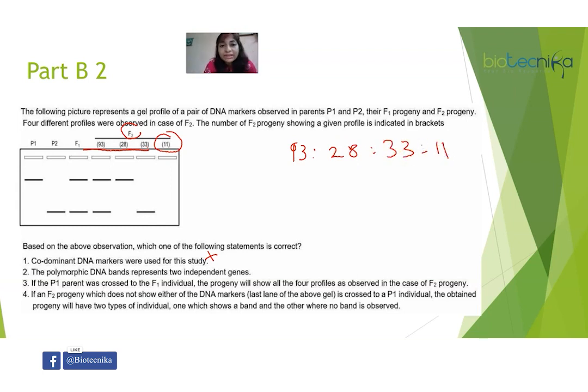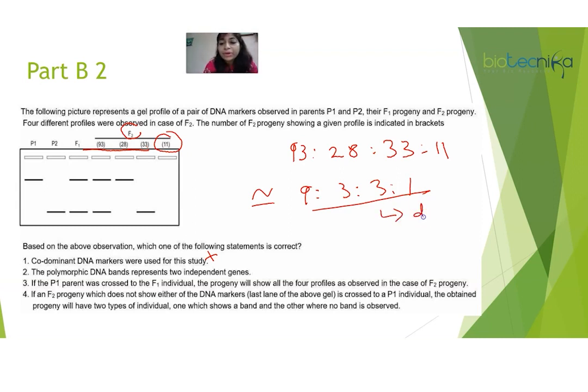Now this ratio is almost the same as 9 is to 3 is to 3 is to 1. And what kind of ratio is this? You can recall this ratio, right? This is a dihybrid ratio. The phenotypic ratio of a dihybrid cross looks like this, correct?